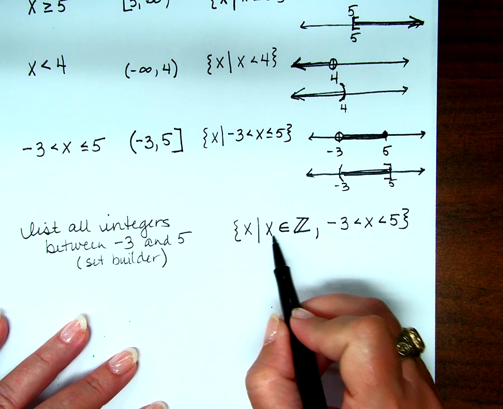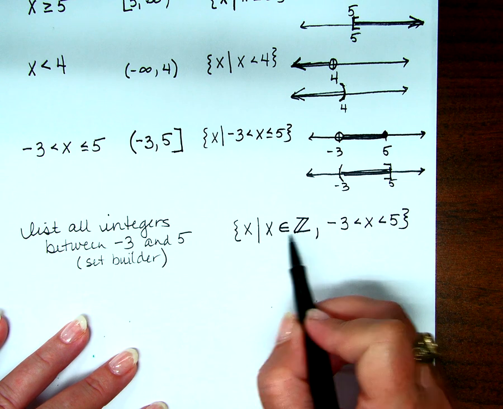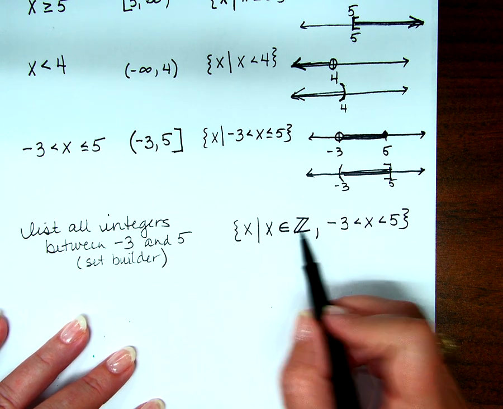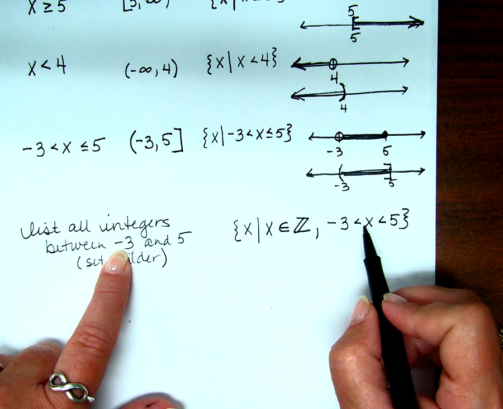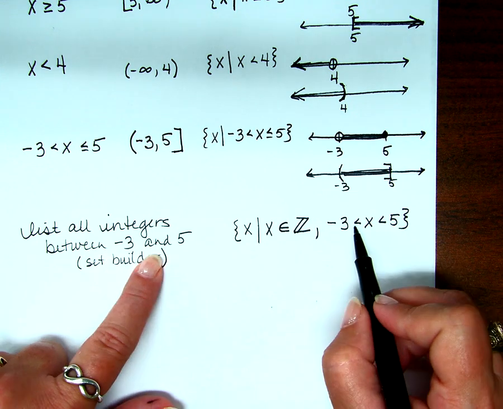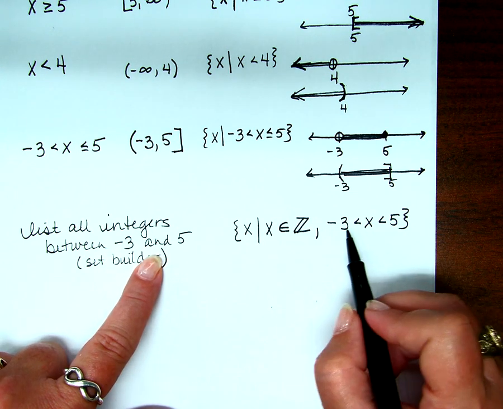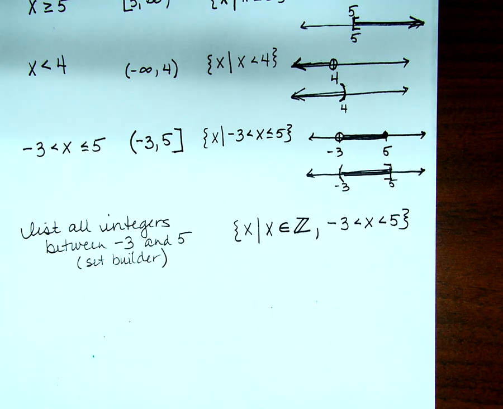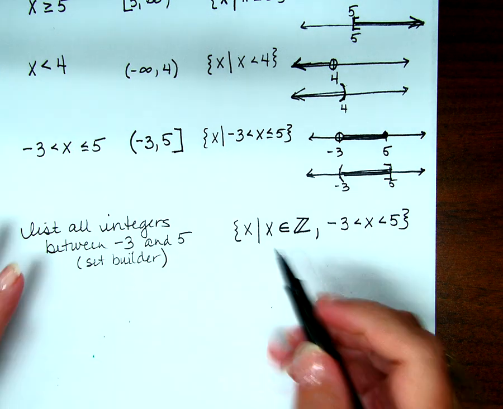I said x is an element of the integers. That means the numbers that I'm choosing are only integers. And x is between negative 3 and 5. So I don't have or equal to on either one of these, right? Because I just want numbers that are between negative 3 and 5. It doesn't say between and including negative 3 and 5. It's just between. Yes? What would that graph look like?